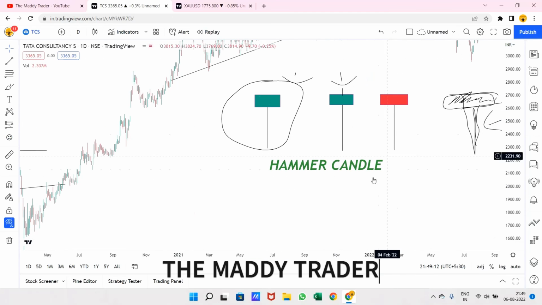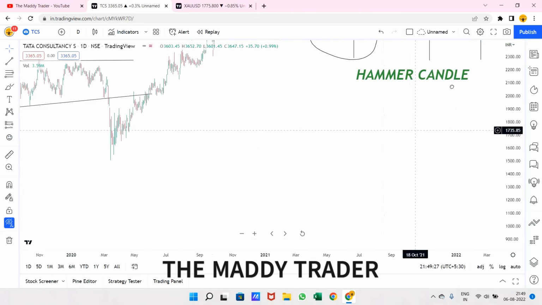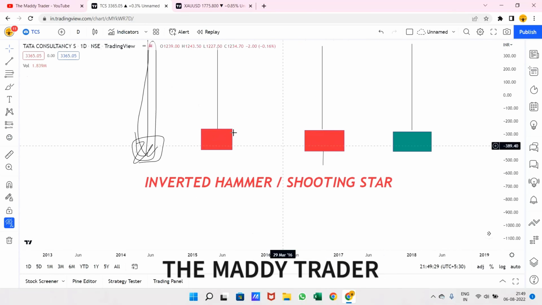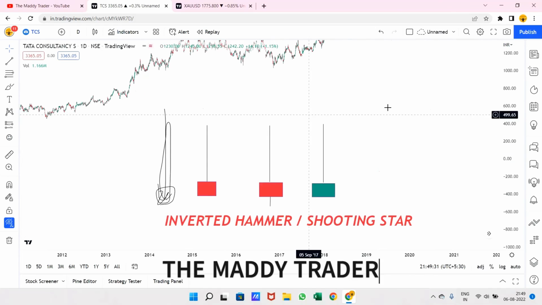So this is the hammer candle. Let's recap. There are two things you really have to remember. Don't forget. The hammer candle is only valid when it's in a demand zone, and the color of the body is not important. And the inverted hammer or shooting star candlestick is only valid when it happens in a resistance zone, and also the color of the body is not important. The wicks are so important.